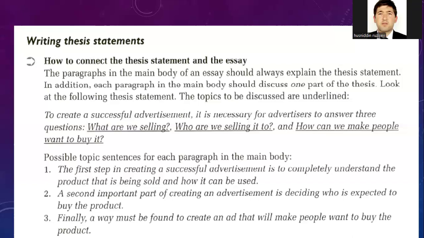And the second topic sentence: a second important part of creating an advertisement is deciding who is expected to buy the product. This is the topic sentence for the question, who are we selling it to? And the third one: finally, a way must be found to create an ad that will make people want to buy the product. This is the topic sentence for the question, how can we make people want to buy it?